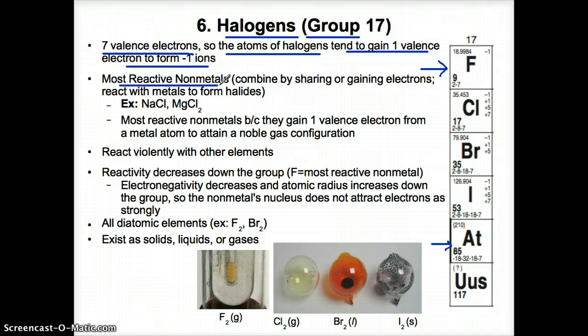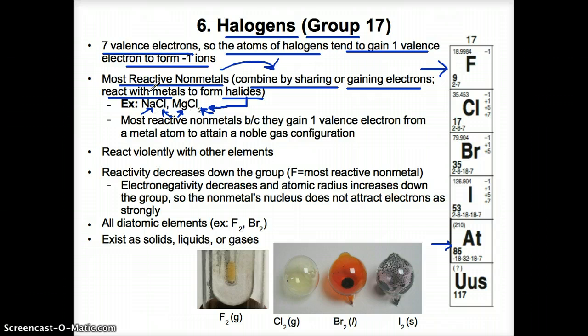And halogens are the most reactive nonmetals. Specifically, they combine by either sharing or gaining electrons, and when they react with metals, they will form something called halides. And these compounds known as halides always have the halogen in the back with the metal in the front. For example, 2 examples of halides are NaCl and MgCl2, where the halogen in the halide is Cl, and the metals in the front are Na and Mg here and here.